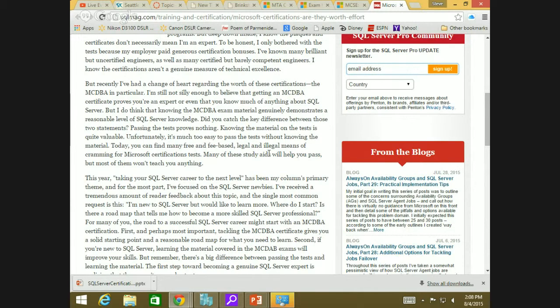It says, unfortunately, it's much too easy to pass the test without knowing the material. Yeah, my sister's starting to notice that the majority of Microsoft cert tests are just a matter of rote memorization. You can pass it, but not know anything. They want them to be multiple choice because they want to be able to just grade them on the computer. They don't want any humans to have to grade them. That's a problem.